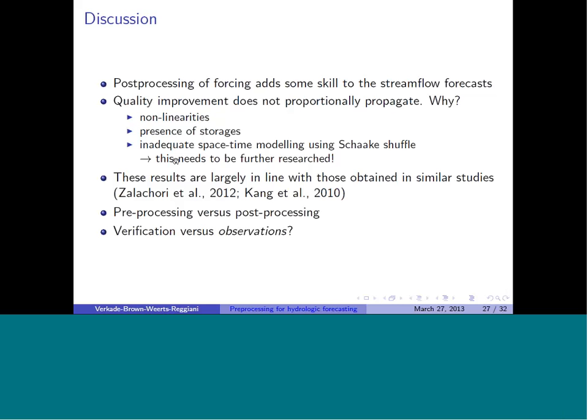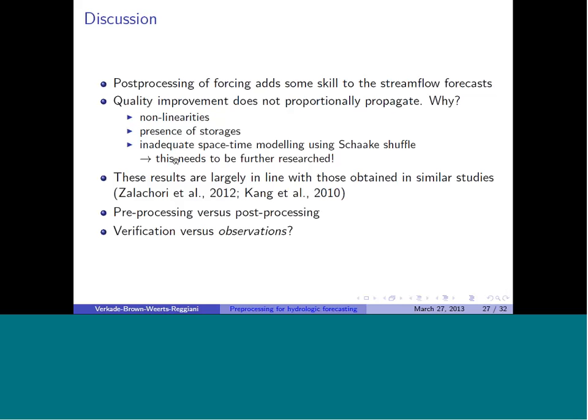If I put this in some perspective, then I'd like to note that these results are largely in line with the results obtained in similar studies. There are two studies that I know of, and the conclusions drawn in those studies are fairly similar. As well, it is possible to improve on your precipitation and temperature forecast. It's very difficult to improve your streamflow forecast by doing the pre-processing. What does that mean for operational streamflow forecasting? Well, you may want to consider post-processing rather than pre-processing or only pre-processing.